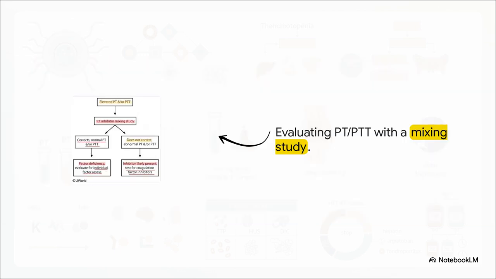Now, what happens when you're evaluating deep tissue bleeding and you see an isolated prolonged PTT? You do a coagulation mixing study. You mix the patient's plasma 1-to-1 with normal plasma. If the PTT corrects, you're dealing with a factor deficiency. If it fails to correct, you have a coagulation inhibitor on your hands. And as a quick side note, von Willebrand disease can also give you a prolonged PTT, but that's going to present with mucosal bleeding and is treated with desmopressin.